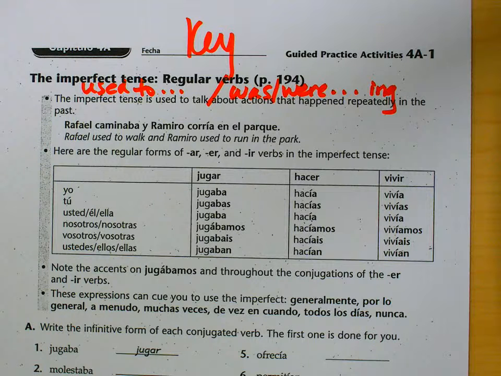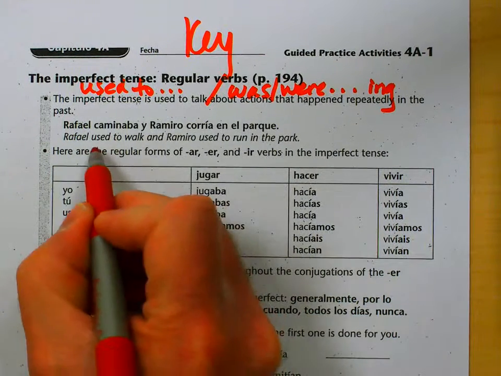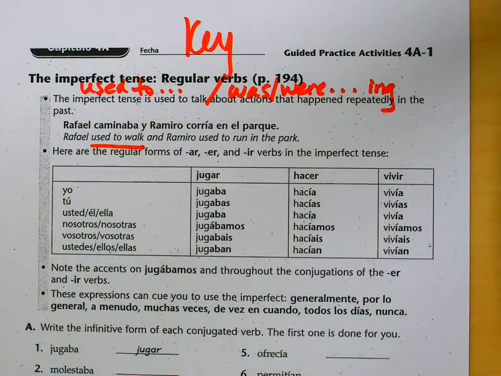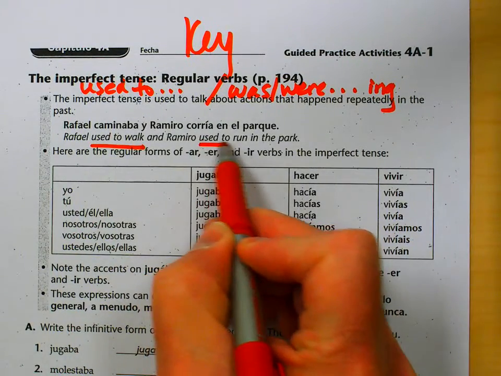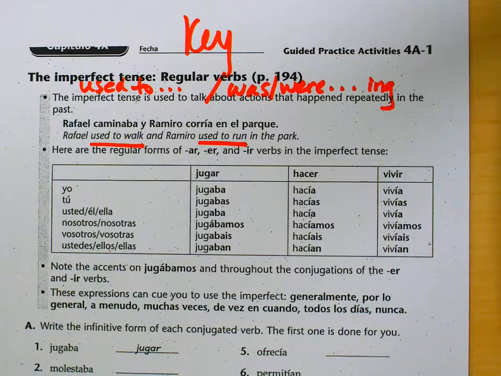So if you read that first dot there, it says the imperfect tense is used to talk about actions that happened repeatedly in the past. So they give you some examples there. Rafael caminaba y Ramiro corría en el parque. Rafael used to walk, there's that used to tense, and Ramiro used to run in the park. We could also say Rafael was walking and Ramiro was running in the park.